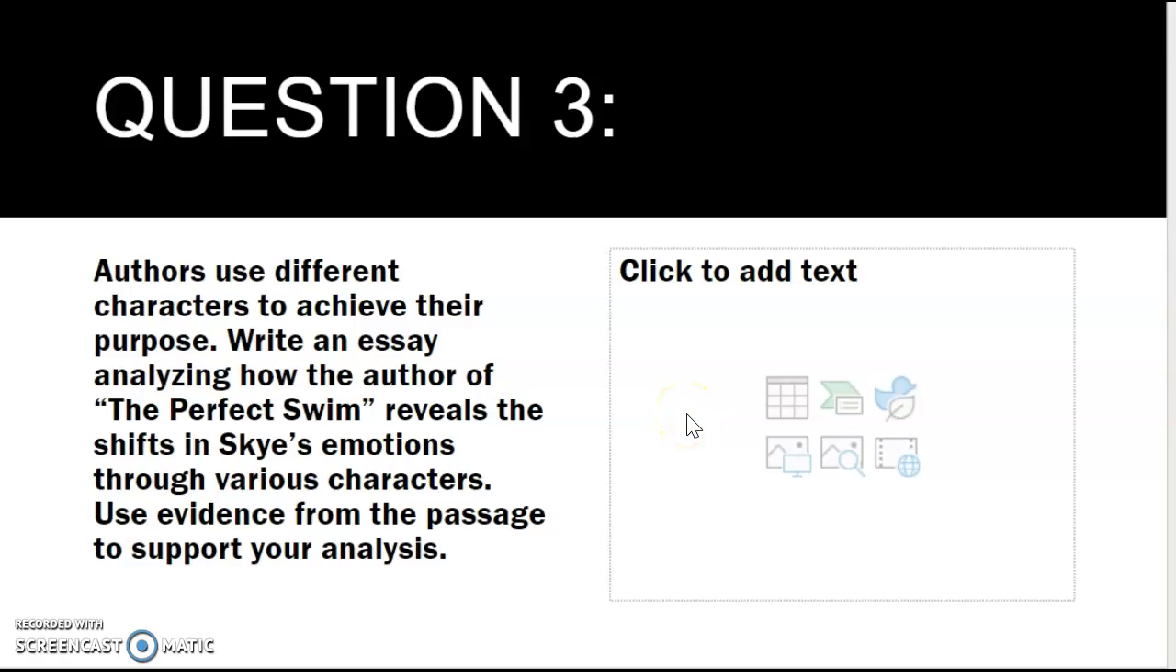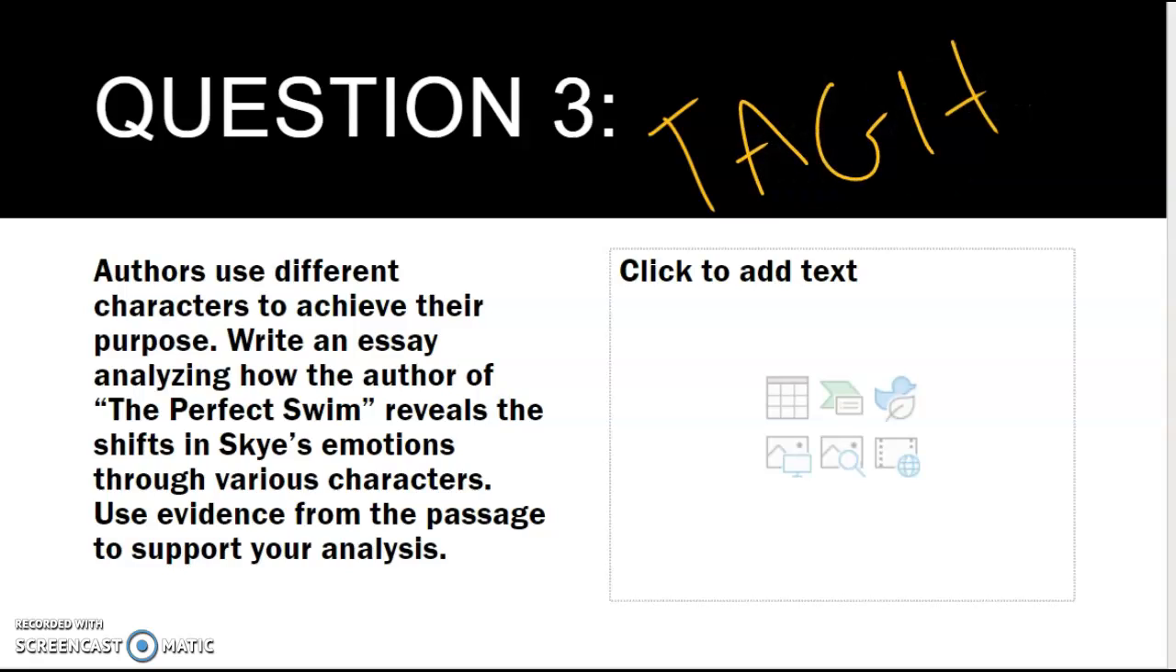Here's another prompt. The author uses different characters to achieve their purpose. Write an essay analyzing how the author of The Perfect Swim reveals the shift in Sky's emotions through various characters. Use evidence from the passage to support your answer. Okay, this one's a little tricky because it has many elements. So we're going to tag it.